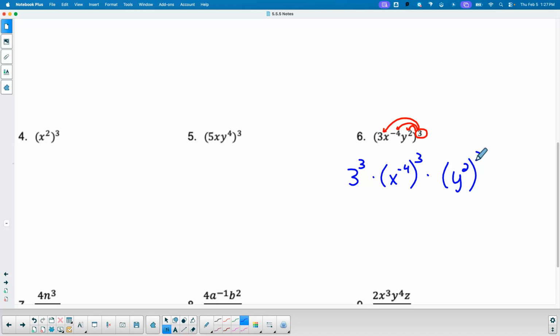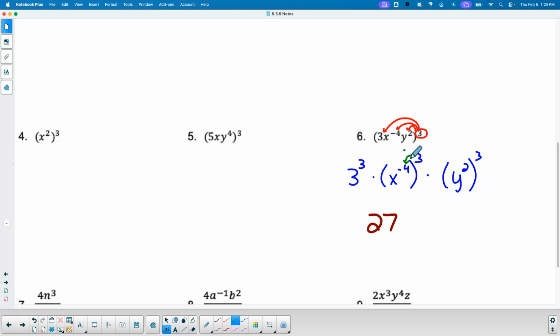3 cubed is 3 times 3 times 3, right? 3 times 3 is 9 times 3 more is 27. So we got 27 here. I multiply these two exponents. Power to a power, I multiply negative 4 times positive 3.